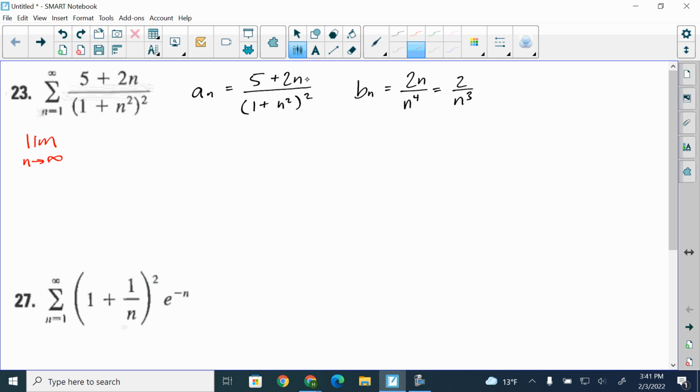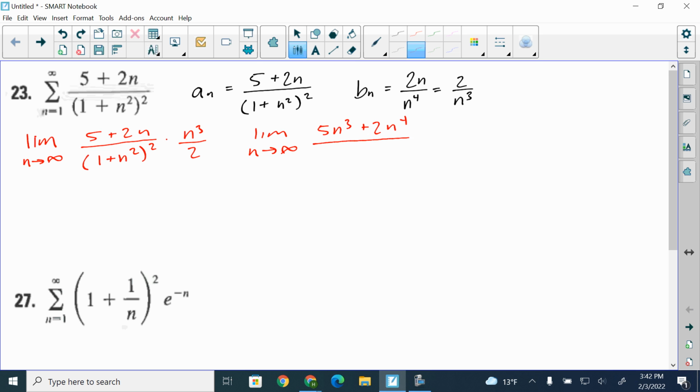and you do your a sub n divided by your b sub n, or your a sub n times the reciprocal of your b sub n. So I've got my 5 plus 2n over 1 plus n squared, squared. And instead of dividing by 2 over n cubed, I'm going to multiply by n cubed over 2. And then I'll just rewrite this. And I'll distribute the n cubed through. So on top I get 5n cubed plus 2n to the 4th.